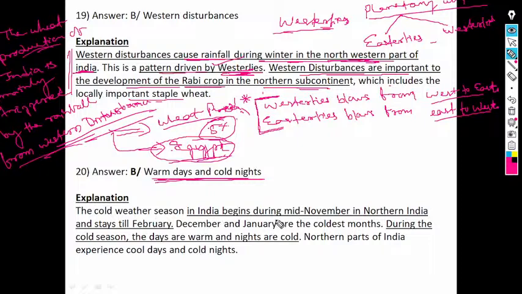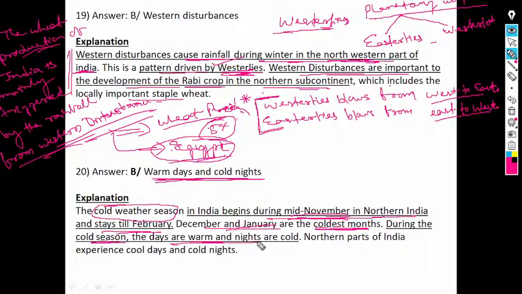The cold weather season in India begins during mid November in northern India and stays till February. When we say cold weather season, it begins in mid November in northern India and stays till February. December and January are the coldest months during the cold season.